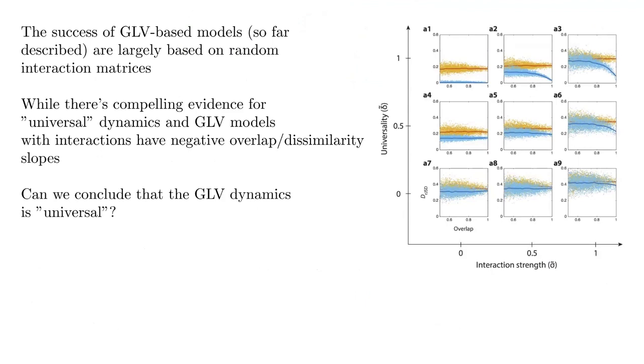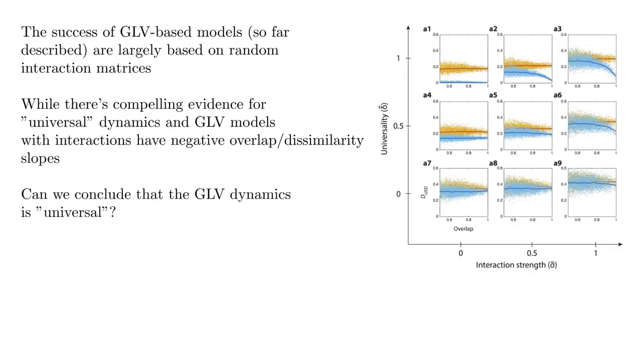All the examples that I mentioned so far are mostly based on large random interaction matrices. And maybe the most compelling one is this universal dynamics. It shows that the GLV would follow this kind of universal dynamics. So if you increase the interaction strength, then you would expect this kind of universal dynamics. But it doesn't necessarily imply that the dynamics is the GLV dynamics. It's a bit of a catch there.